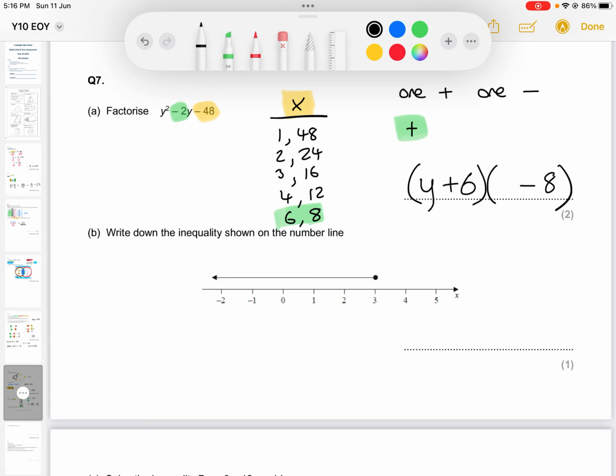The only thing left to do now is put in our 2 y's here and here, which we technically could have done right at the start, because that's how you get the y squared.